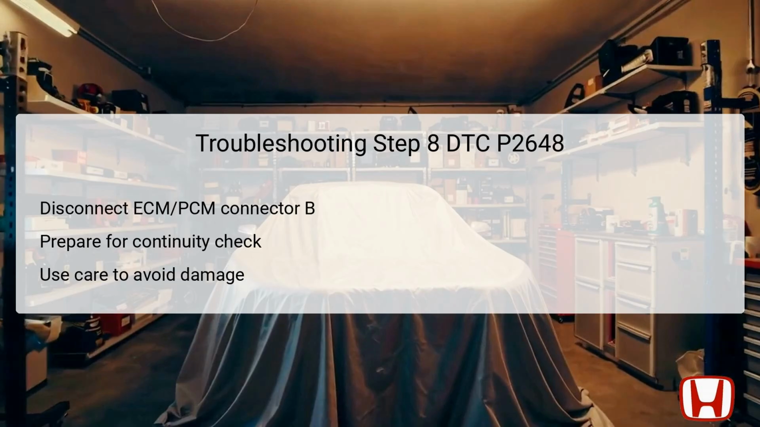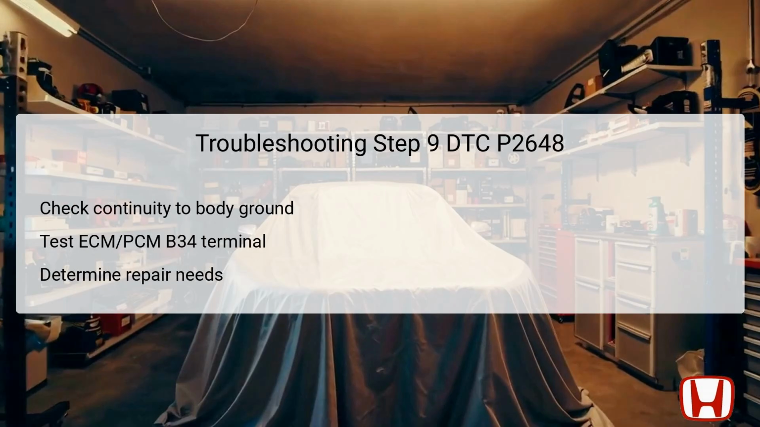Accurate continuity checks will specify if the wiring harness has any shorts or breaks, inhibiting proper signaling and functioning of the solenoid. After disconnecting the ECM-PCM connector, the technician is tasked with checking for continuity between terminal B34 of the ECM-PCM and the body ground. This step is vital, as continuity ensures that the electrical pathway is intact, allowing the rocker arm oil control solenoid to receive the necessary signals for operation.